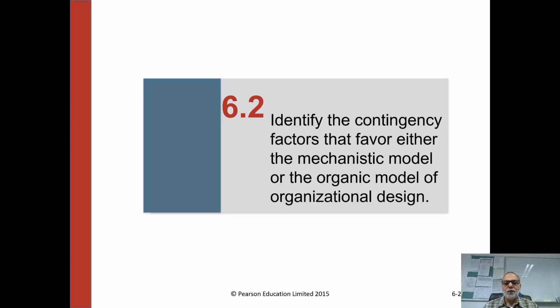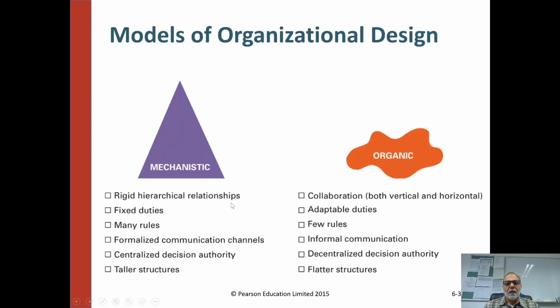So we continue. The next topic is to identify the contingency factors that favor either the mechanistic model or the organic model of organizational design. We will discuss the mechanistic model and the organic model first. The models of organization design can be broadly classified as either mechanistic or organic.